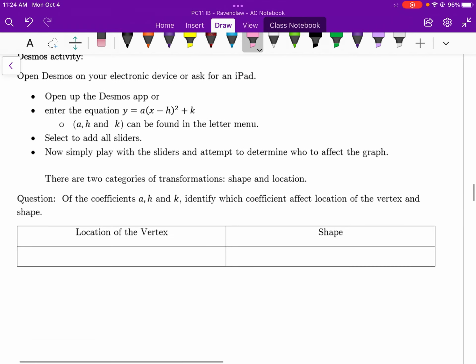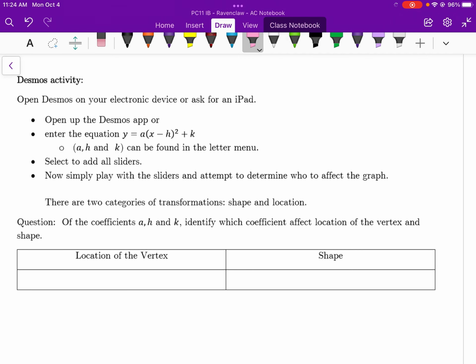I'm going to ask you to take a look here and try Desmos. You're going to enter the equation y is equal to a(x minus h) squared plus k. a, h, and k can be found in the letter menu. And then when it comes time, you're going to select all sliders, play with the sliders, and attempt to determine the effect on the graph.